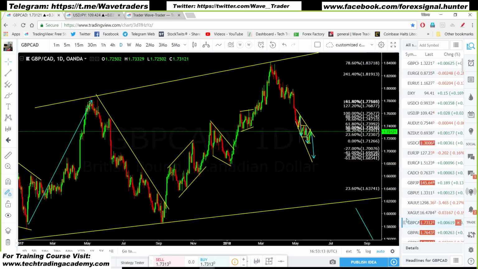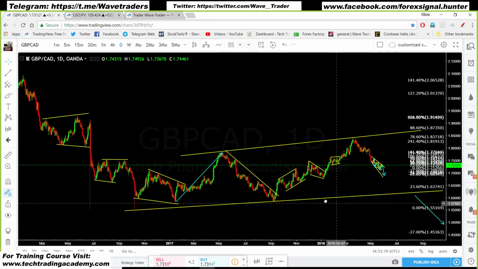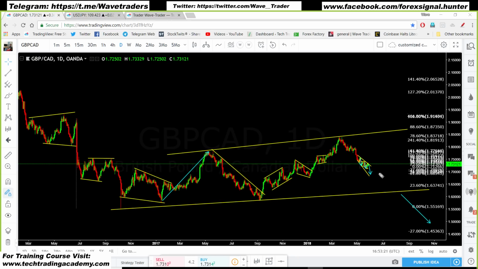Pound CAD, short term sell is going to be over there. You know that for longer term we are looking for correction at this area. Bigger correction at this area, like that correction for more downside. So there is a setup on this pair.